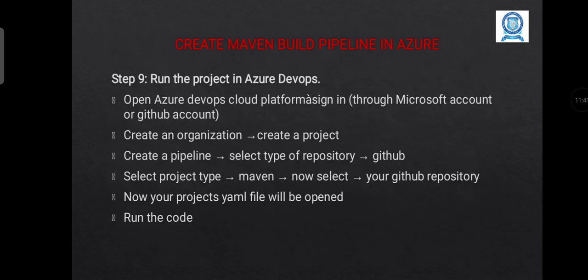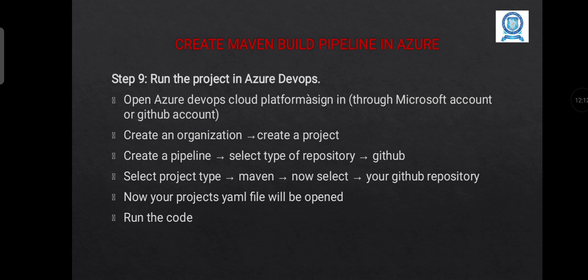Now we can access our project in Azure DevOps and we can run it by creating a pipeline. For that, we have to open Azure DevOps and sign in, either with a Microsoft account or a GitHub account. If we are using it for the first time, we have to create a new organization, under which we have to create a project. Under the project, we have to create a pipeline.